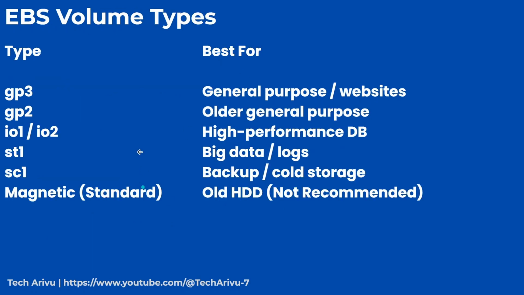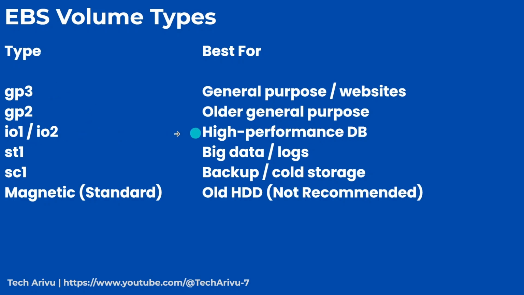AWS provides multiple EBS volume types. For beginners, the most important one is GP3 because it is cost effective and recommended for most workloads. We also have GP2, which is an older general purpose type that is not used now since GP3 is 20% less in the billing, and IO1 and IO2 are used for high performance databases.